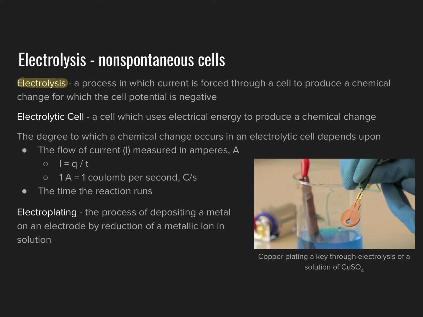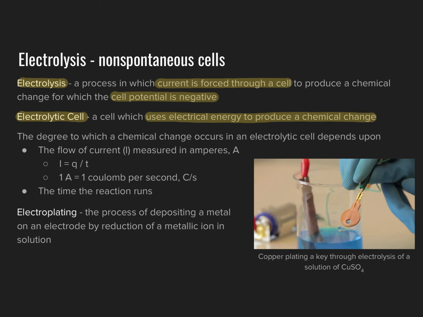By definition, electrolysis is a process in which current is forced through the cell in order to induce a chemical change to occur, in which the cell potential of the operating cell would be a negative standard cell potential. An electrolytic cell, therefore, is a cell which uses electrical energy to produce a chemical change. Whereas galvanic cells could be used to do useful work, an electrolytic cell is a cell that consumes energy in order to cause a chemical change to take place.